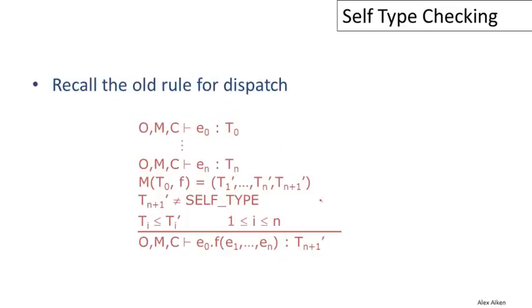Now, there are some rules that have to change in the presence of self-type, and in particular, the dispatch rules need to be updated. Here is the old rule for dynamic dispatch, and this part of the rule actually doesn't change. It stays the same. But I just want to point out that the essential restriction in this rule is that the return type of the method could not be self-type. And that's actually the place where self-type buys us something. The whole purpose of having self-type is to have methods whose return type is self-type, because that's where we actually get the extra expressive power.